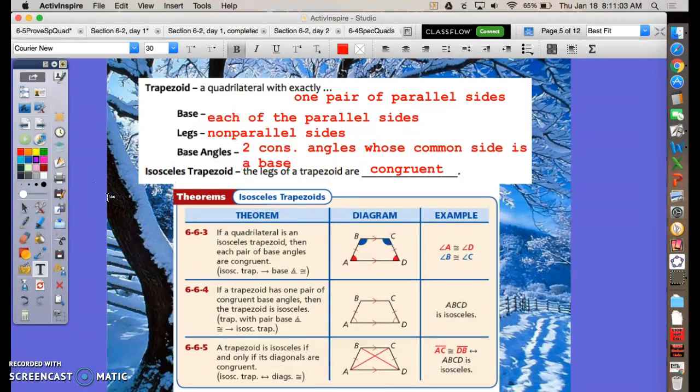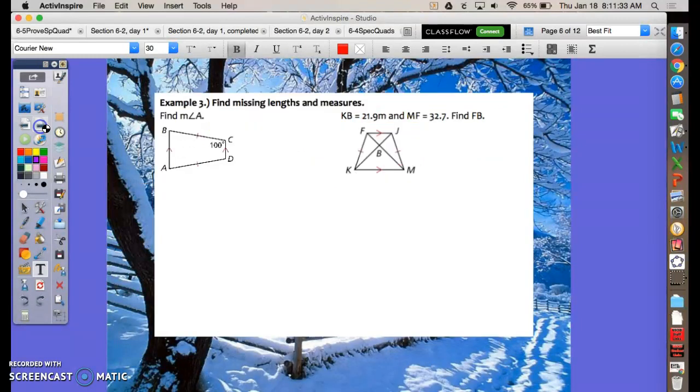We also have these theorems now about trapezoids. If a quadrilateral is an isosceles trapezoid, then each pair of base angles are congruent. If a trapezoid has 1 pair of congruent base angles, then the trapezoid is isosceles. A trapezoid is isosceles if and only if its diagonals are congruent to each other. Pay attention to the abbreviations so you know how to use them. Also, I would take time to think about how to prove each of these. Practicing writing 2-column proofs for theorems is a great way to improve your knowledge.